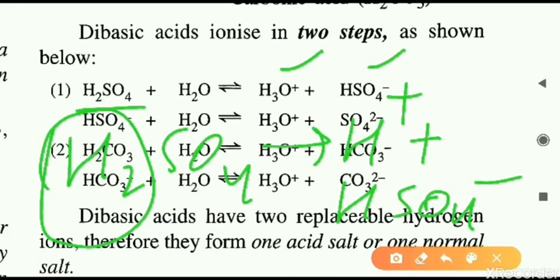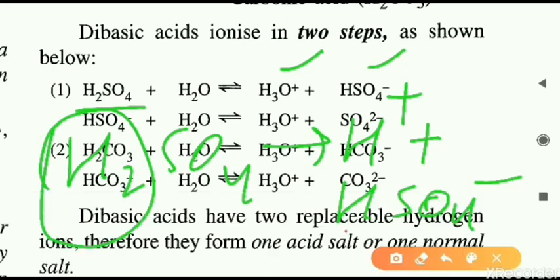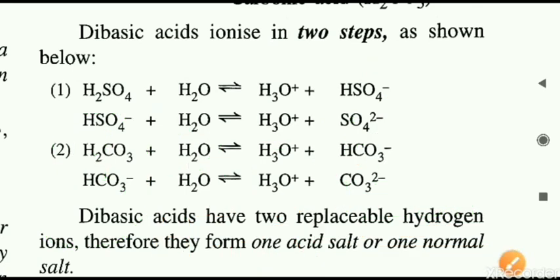Again this HSO4 minus will ionize. In the second step, it will also break into two parts. The hydrogen will again break out and it will give us H plus, and the remaining part will be sulfate, SO4 2 minus. So this is how it is happening in two steps. Try to see it in the book. I am facing a shortage of the board here.